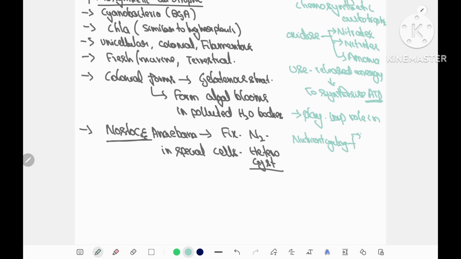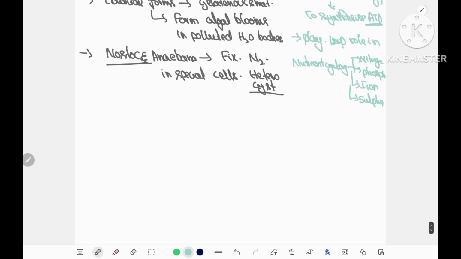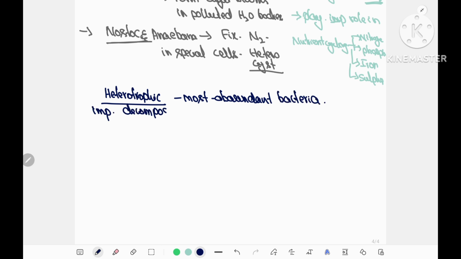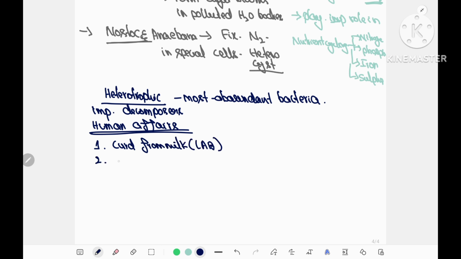Remember, oxidation of the matter directly will not produce ATP. The energy will be utilized for synthesis of ATP, and they play a very important role in nutrient cycling of nitrogen, phosphorus, iron and sulfur. The second group of bacteria is heterotrophic bacteria. Heterotrophic bacteria are the most abundant bacteria. Remember, the most abundant organisms are bacteria, and the most abundant bacteria are heterotrophic bacteria. They are very important decomposers. They play a very important role in human affairs, being part and parcel of human life. There are positive effects as well as negative effects.